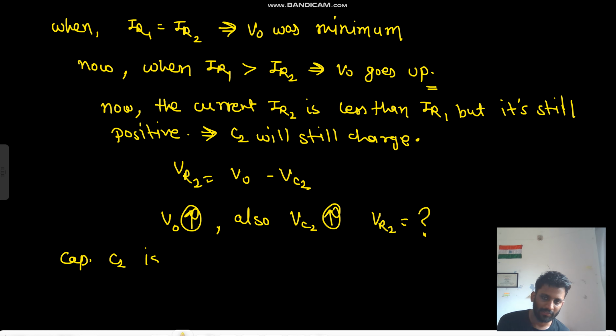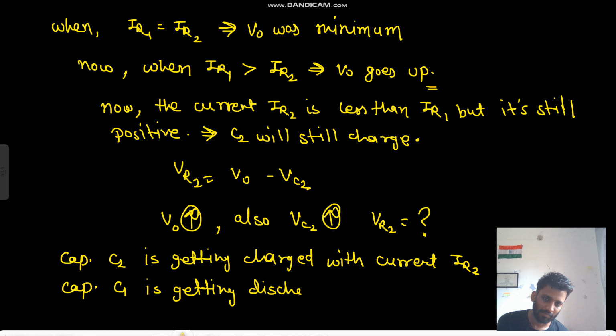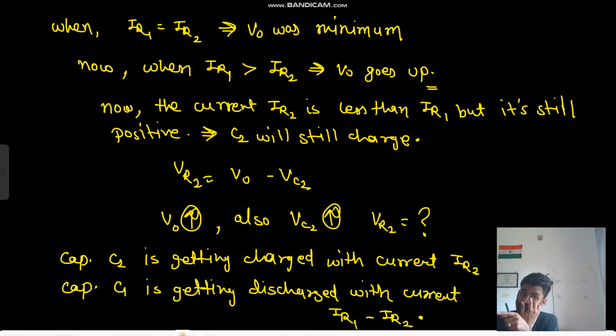Capacitor C2 is getting charged with current IR2, and capacitor C1 is getting discharged with current IR1 minus IR2. Okay, so the current flowing in this direction is IR1 minus IR2.